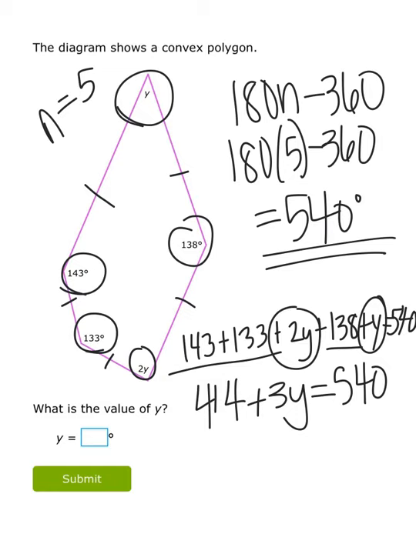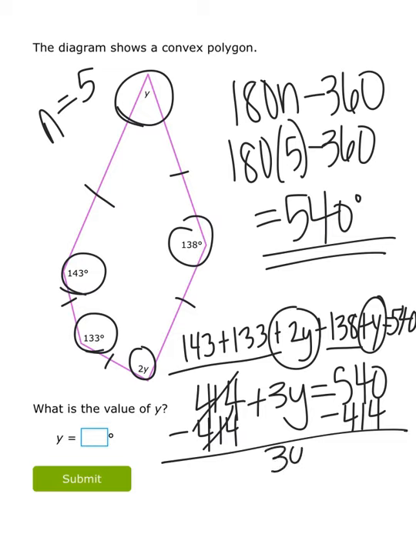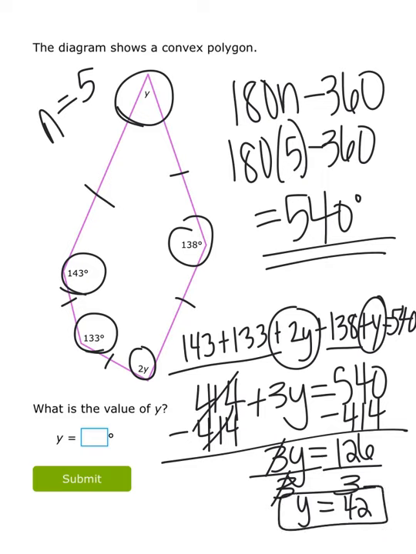So now I just need to solve for y. So I could subtract 414 and bring it to the other side of the equation, which would leave me with 3y equals 126. Then I need to solve for y and isolate y by itself. So I would divide each side by 3. 3 divided by 3 is just 1, which would leave me with 1y equals 42 degrees. So I would type in 42 and submit it.